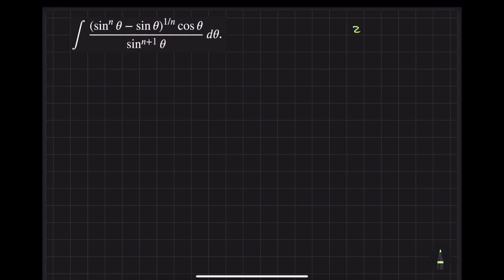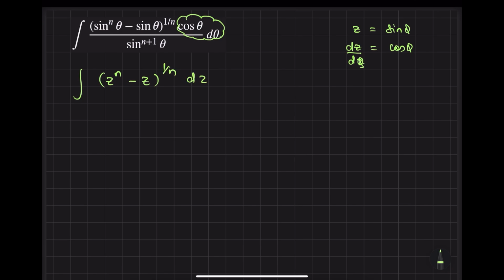So what we will do, we will take z as sine theta. Now differentiate your assumption with respect to theta. So dz by d theta will become cos theta. And look at this, you have cos theta d theta, so that thing will become dz. Now apply the replacements. So (z^n minus z)^(1/n) dz upon z^(n+1).